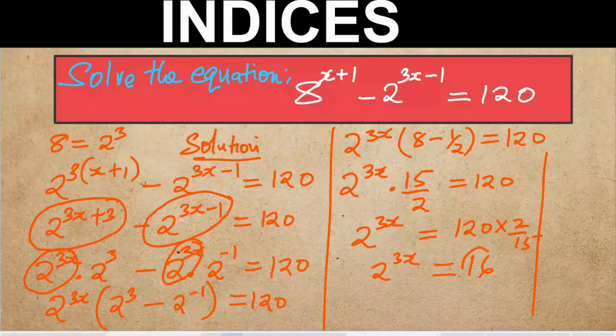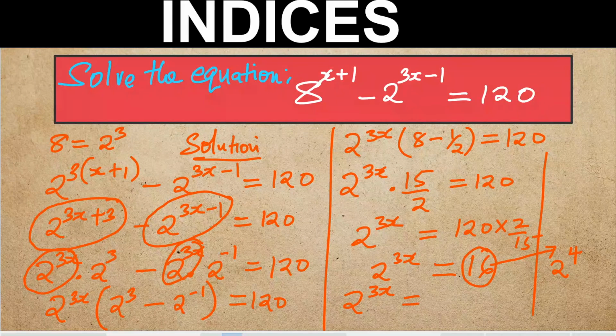Then from there, you can express 16 to the base of 2, and this will be 2 raised to power 4. So 2 raised to power 3x is equal to 16, which is 2 raised to power 4. Now we are almost getting the answer. Now you can check both sides of the equation. The bases are the same. We have base 2. So when you find the bases are the same, you ignore the base and pick the powers. Therefore, you pick the powers: 3x is equal to 4, and therefore x would be 4 divided by 3, or 1 1/3. And that is how you're supposed to solve that question.